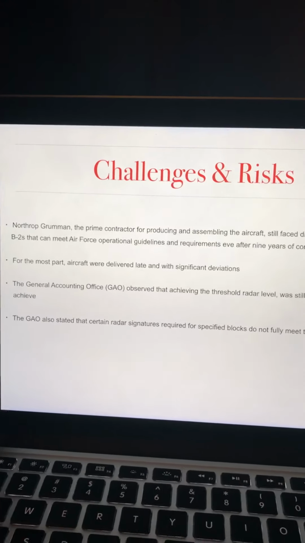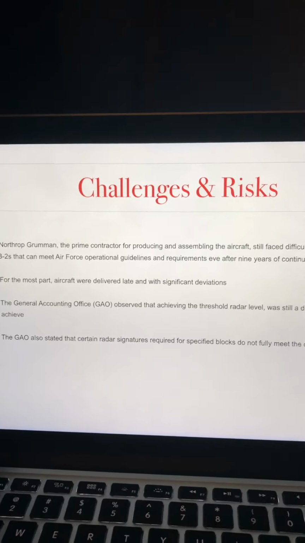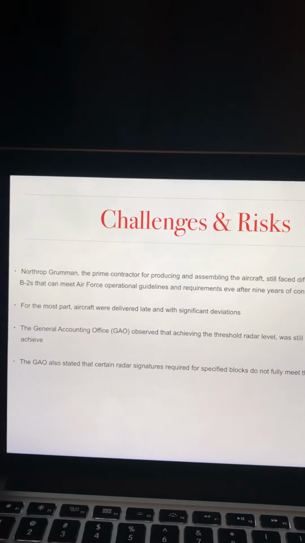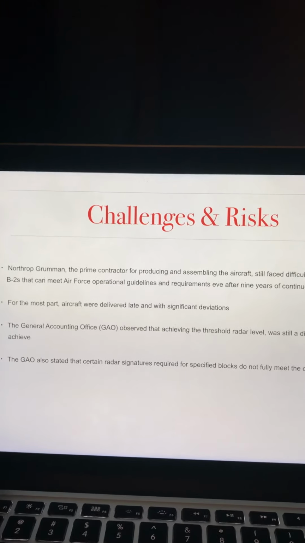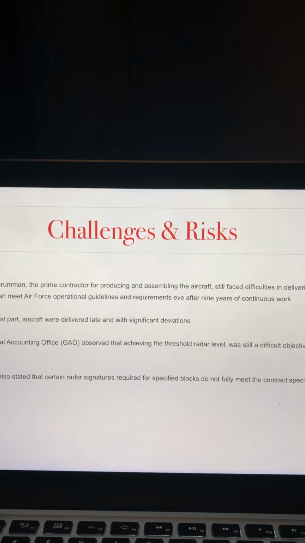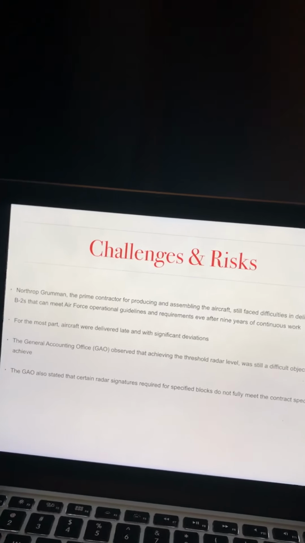The General Accounting Office, or the GAO, observed that achieving the threshold radar level was still a difficult objective to achieve. The GAO also stated that certain radar signatures required for specified blocks do not fully meet the contract specification.